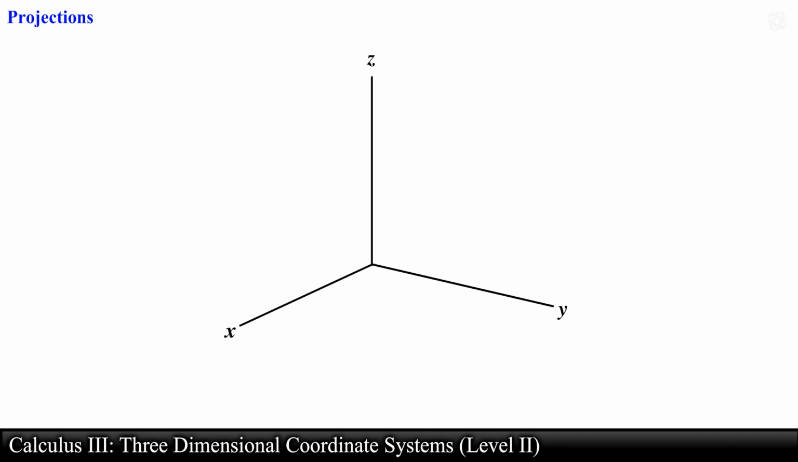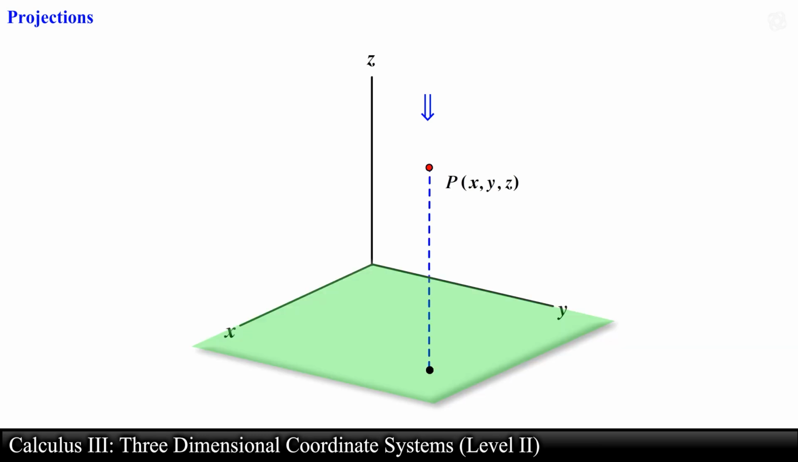Let's keep it simple and first talk about the projection of a point on the coordinate planes. Say we have a random point in space. Let's call it point P, whose coordinates are x, y, and z. If I were to view this point from above and shine a light directly above this point, it will create a shadow that is located in the xy plane, directly below point P. The location of this shadow in the xy plane is called the projection of P on the xy plane.